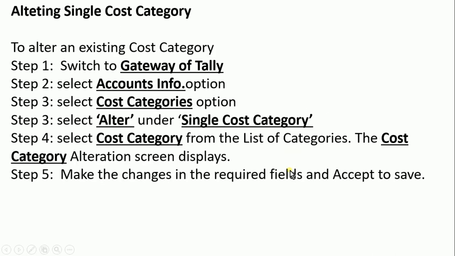Then altering a single cost category. How can we modify the cost category? To modify the cost category, step 1, switch to Gateway of Tally. Step 2, select the accounts info option. Step 3, select the cost category option. Step 4, select alter under single cost category. Step 5, select the cost category from the list of categories. Then the cost category alteration screen is displayed. Then make the changes in the required field and accept to save, or Control E to save.